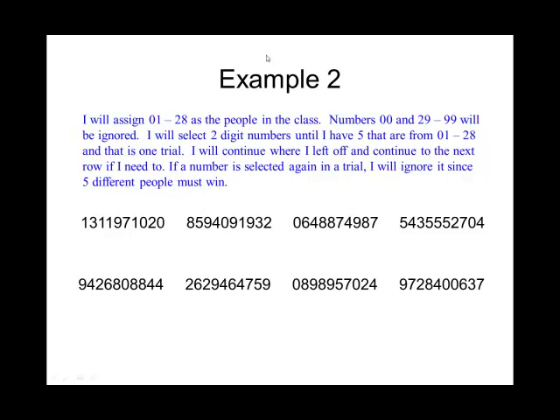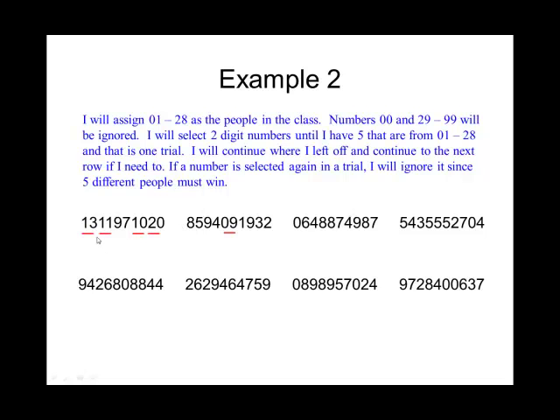I will select 2-digit numbers until I have 5 that are from 01 to 28, and that is one trial. I will continue where I left off and continue to the next row if I need to. If a number is selected again in a trial, I will ignore it since 5 different people must win.